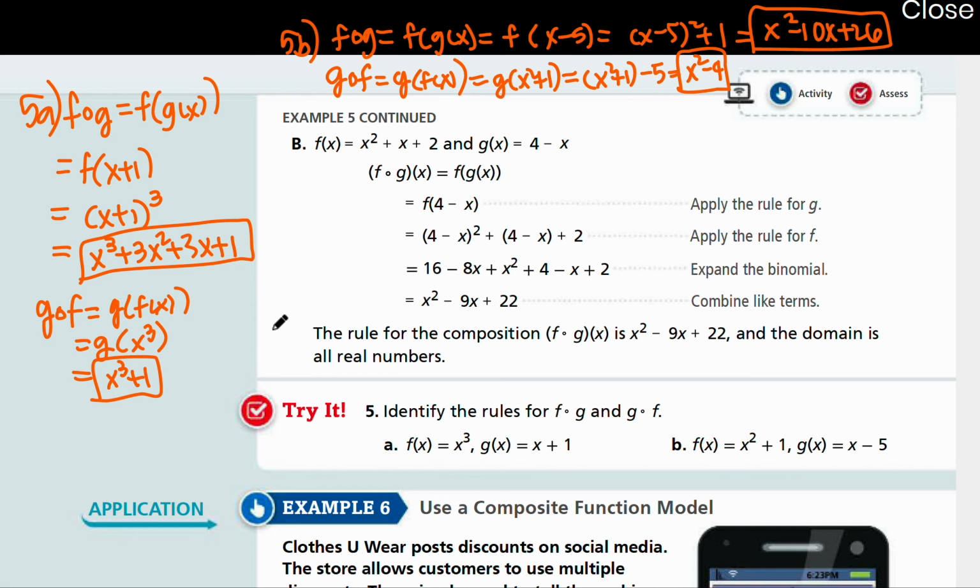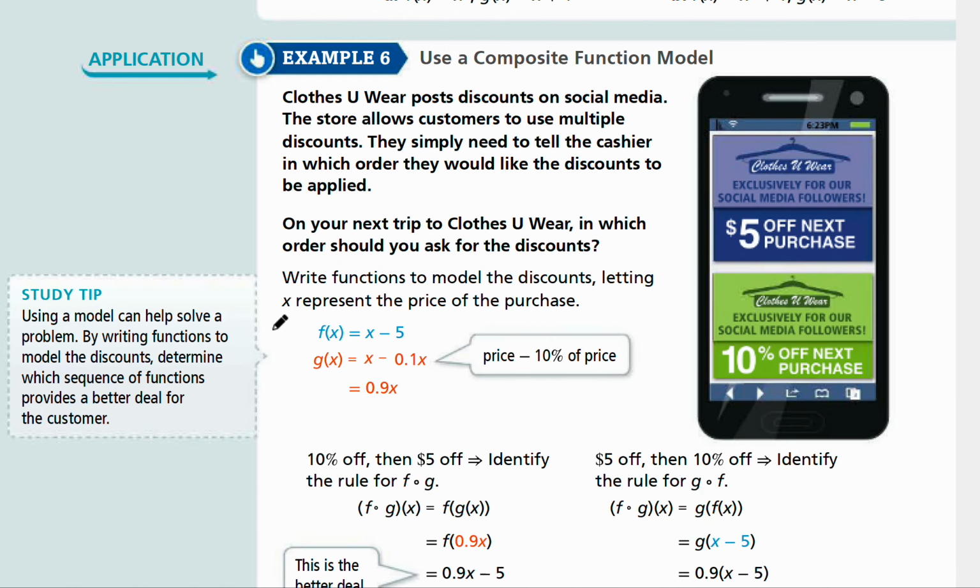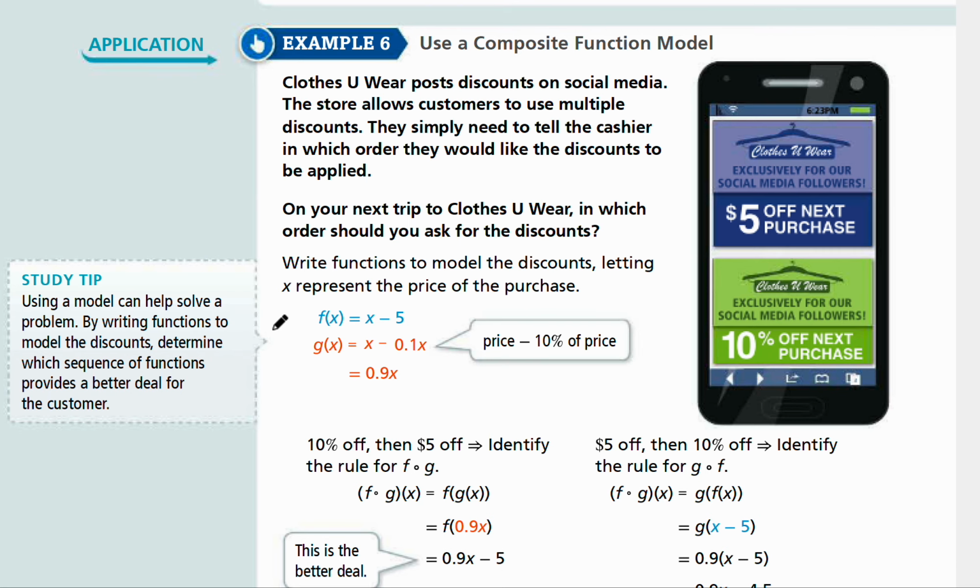Let's look at example 6, the application problem. Use a composite function model. Clothes You Wear posts discounts on social media. So that's a clothes shop. The store allows customers to use multiple discounts. They simply need to tell the cashier in which order they would like the discounts to be applied. On your next trip to Clothes You Wear, in which order should you ask for the discounts?